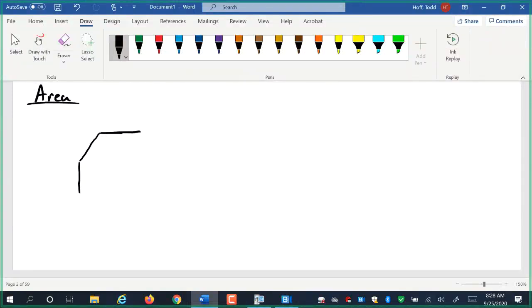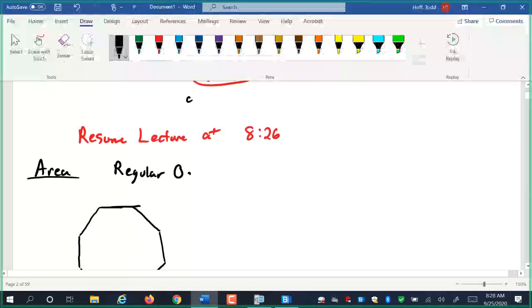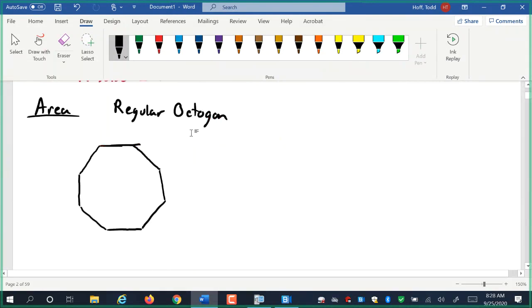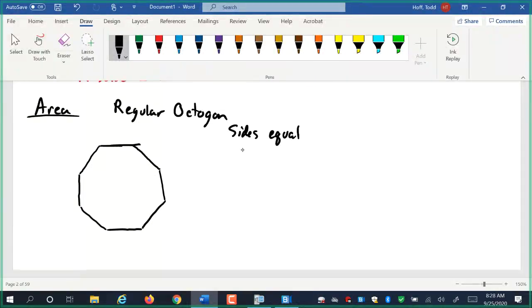But not just any octagon, we're going to look at a regular octagon. By regular octagon, what we mean is that all sides are the same. All the sides are equal, all the angles are equal.